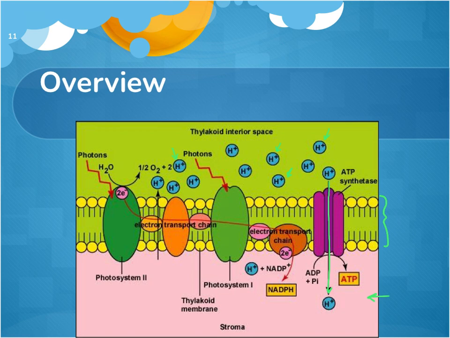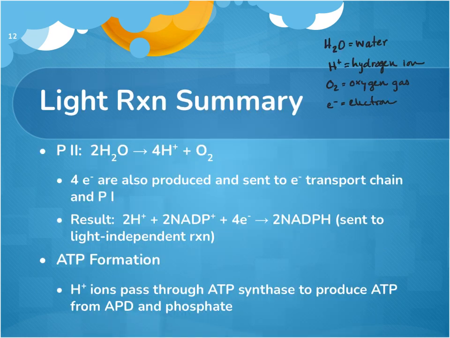So the hydrogen travels through this ATP synthase protein, and as it does that, it takes ADP and adds a phosphate molecule, and it creates ATP, which is the energy molecule of the cell, and that energy can be used later to help make sugars.